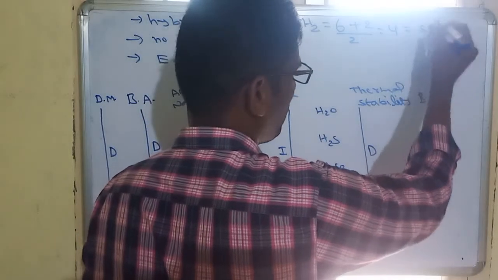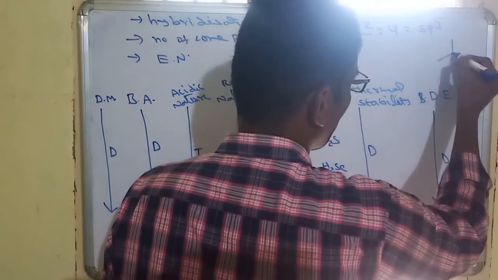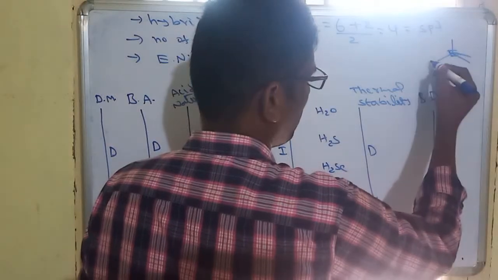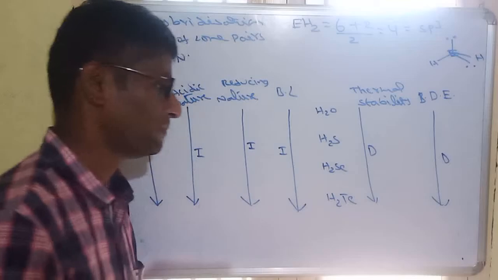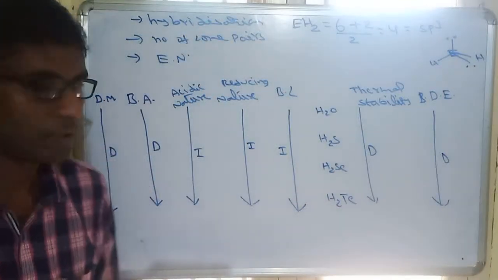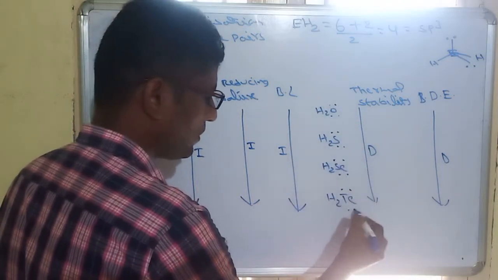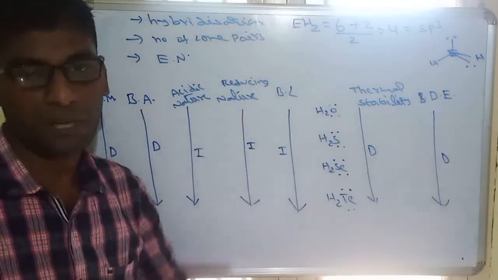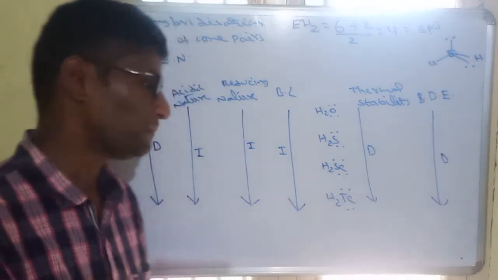4 means sp3. The sp3 geometry will be tetrahedral like this, with central atom E. There are 2 hydrogen atoms and 2 lone pairs. So in every hydride, hybridization is sp3 and each hydride contains 2 lone pairs on the central atom. So hybridization is the same and the number of lone pairs is also the same. Hence bond angle depends on electronegativity.